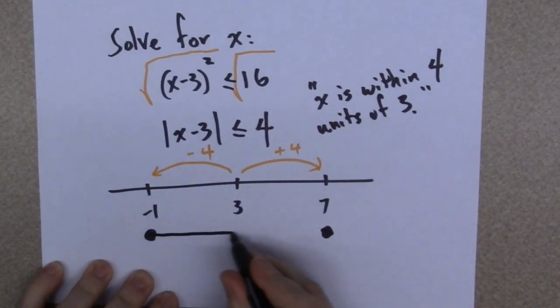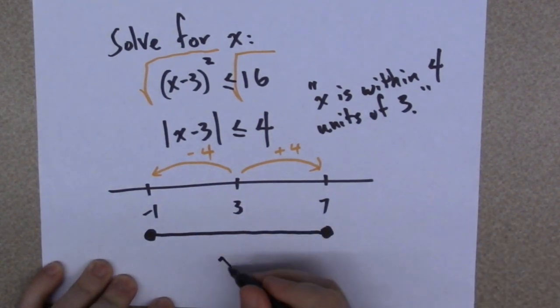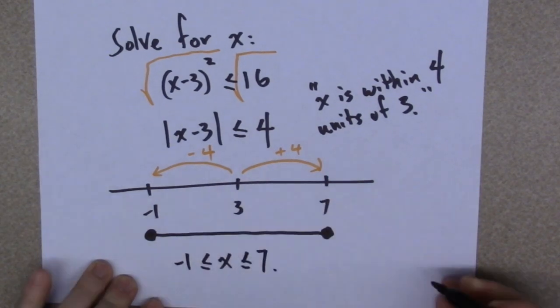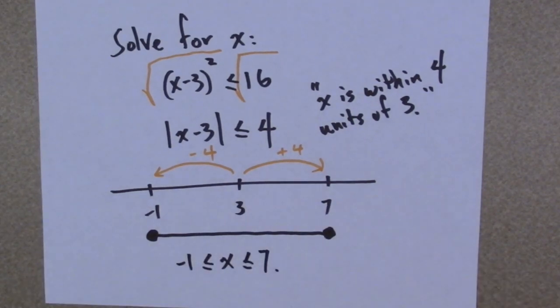So I can represent those points with an interval, and it can be expressed as all x's between negative 1 and 7 inclusive.